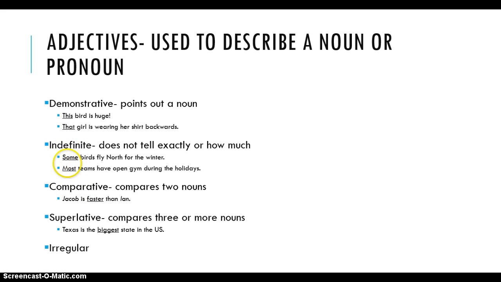The indefinite adjectives don't really tell us the amount of something, or how much of something. So: some birds fly north for the winter. Well, is it 10 birds or is it 1,000,000 birds? Is it a specific type of bird, or is it all birds that fly north for the winter?